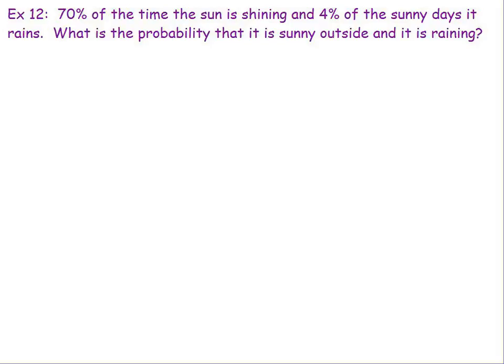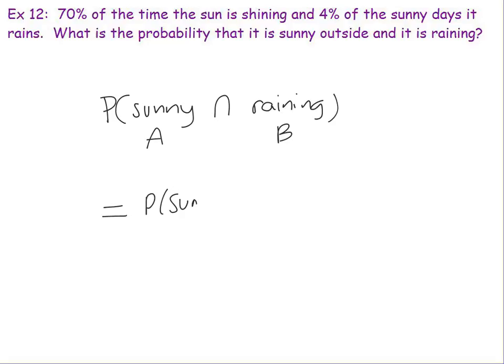70% of the time, the sun is shining, and 4% of the sunny days, it rains. What is the probability that it is sunny outside and it is raining? So the probability of sunny and raining. We're going to let sunny be A, raining be B. The question is, which one do we know happened first? It says 70% of the time the sun is shining, and 4% of the sunny days, it starts raining. So it's sunny to start with, then it rains. So the sunny is happening first. So what's just the probability that it is sunny outside? Times, so that's the one that happens first. Then we're going to find the probability that it's raining given it is sunny.